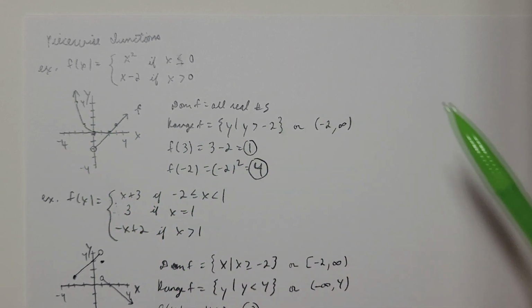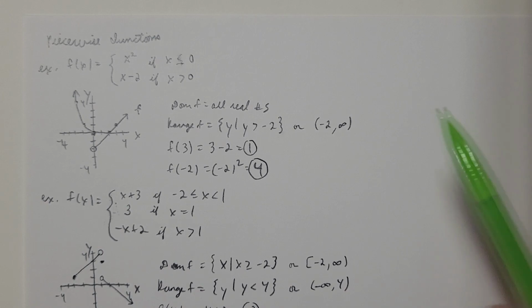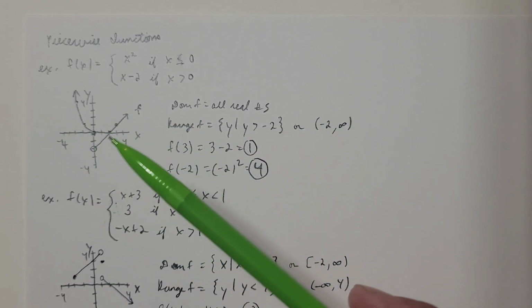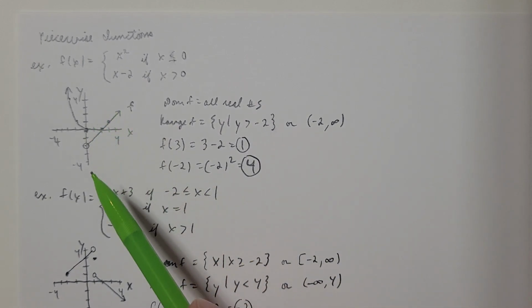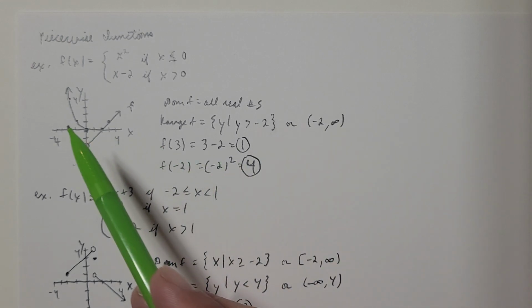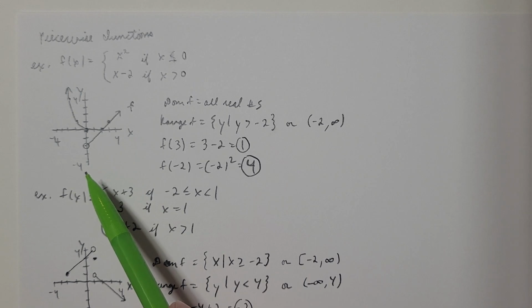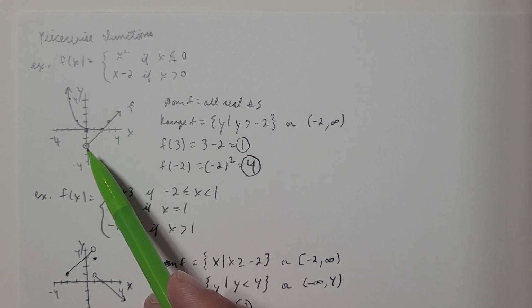Now when I graph a piecewise function, I want to make sure that the end result is a function. It's going to pass the vertical line test. So if I swing a vertical line across this graph, it's going to pass that test. Anywhere that I draw a vertical line is going to intersect the curve in only one point. Even at 0, if I draw a vertical line at 0, 0, 0 is on the graph. 0, negative 2 is not on the graph.